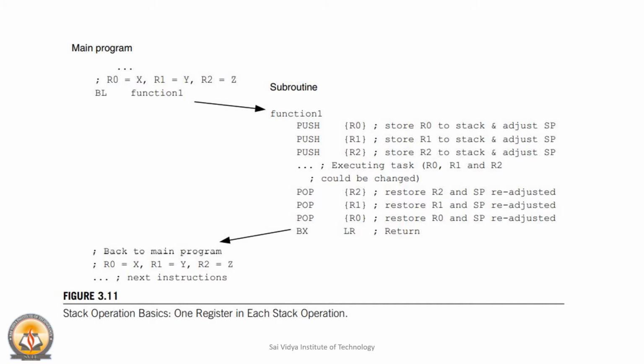After each push operation, the stack pointer gets decremented. After executing the tasks called in function 1, the values of R0, R1 and R2 are popped back into the registers. So they are restored and the stack pointer is readjusted. After the subroutine has executed and the popped register values are restored, it returns to the main program using the address in the link register.